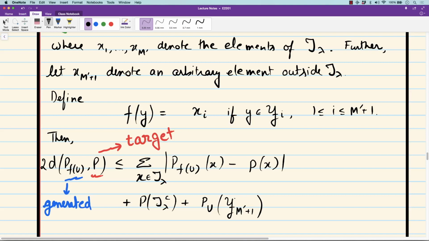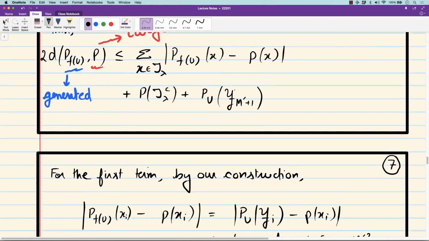And then, this function never declares anything outside T lambda. The only thing it declares outside T lambda is x m prime plus 1. But that we account for in the error here. And then this y m prime plus 1 final part, that also we account for in the error here. You can check this bound. So we'll bound each of these terms now.